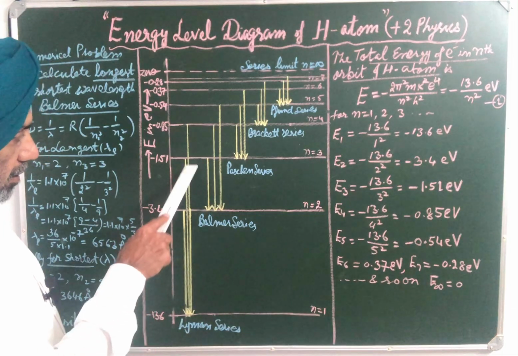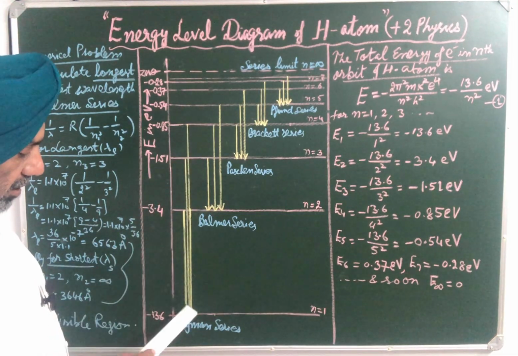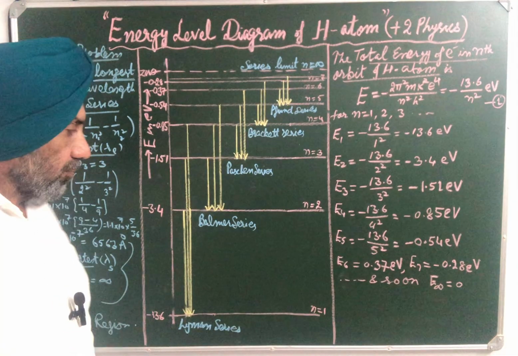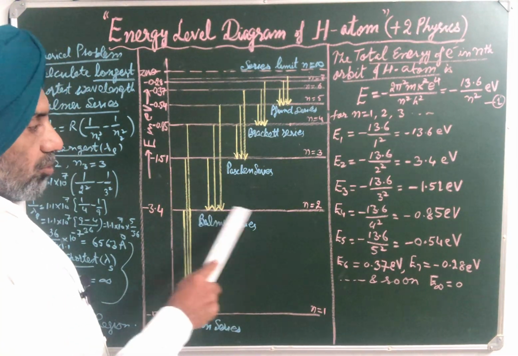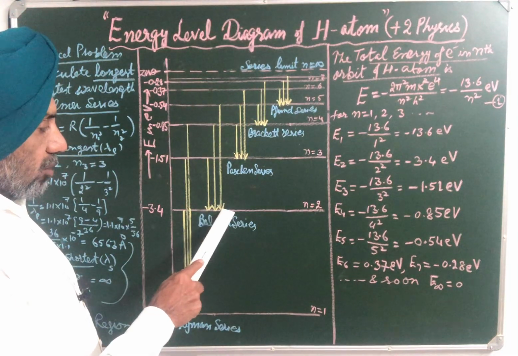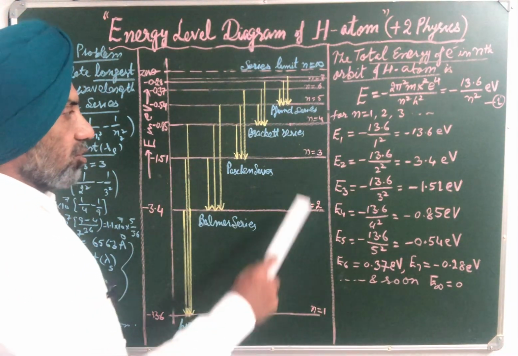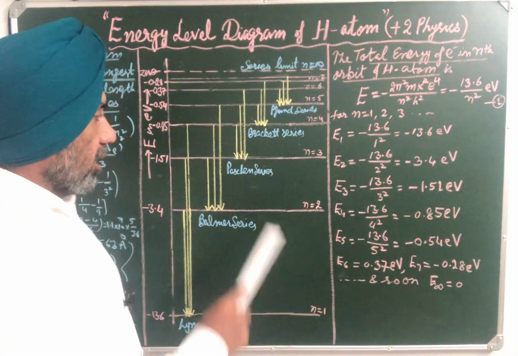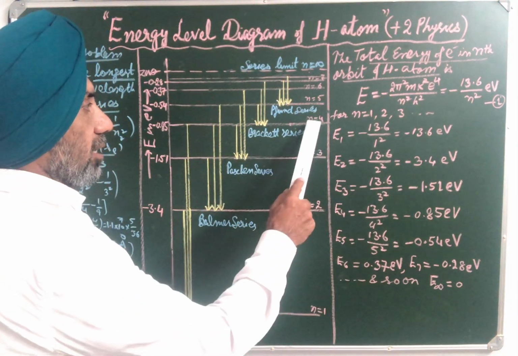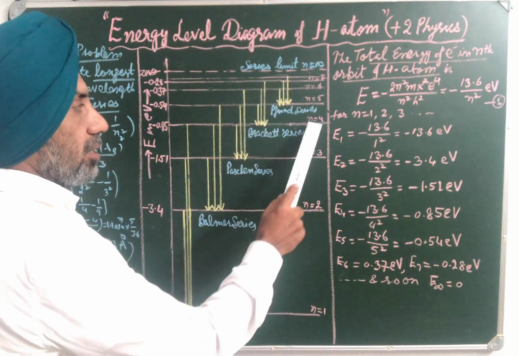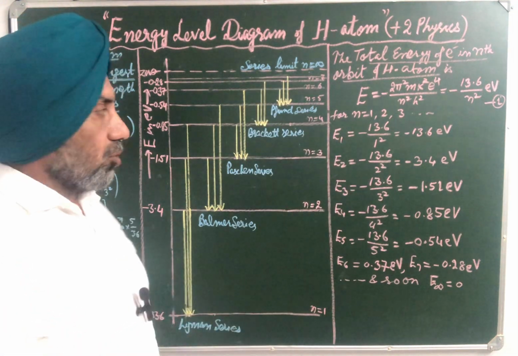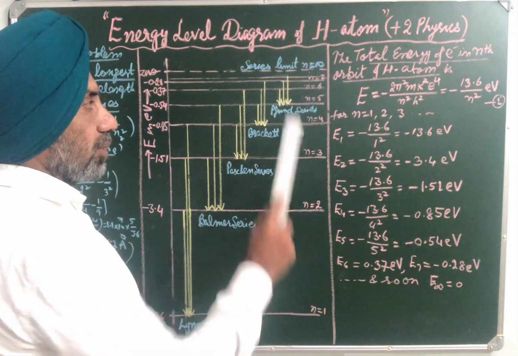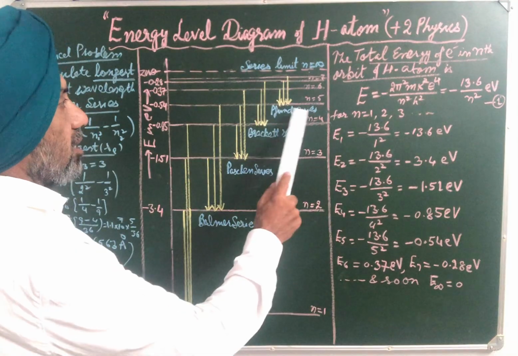So like this or this. This set of spectral lines is known as Lyman series. When electron jumps from any higher orbit to n is equal to 2, this is known as Balmer series. When electron jumps from any higher orbit to n is equal to 3, it is known as Paschen series. And when electron jumps from any higher orbit to n is equal to 4, it is known as Brackett series. And when electron jumps from any higher orbit to n is equal to 5, it is known as Pfund series, and so on.